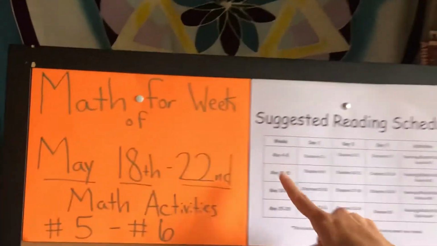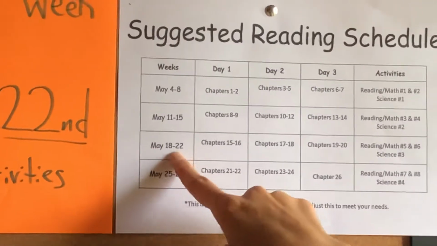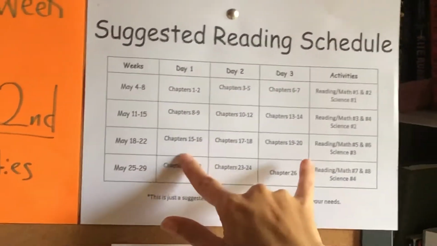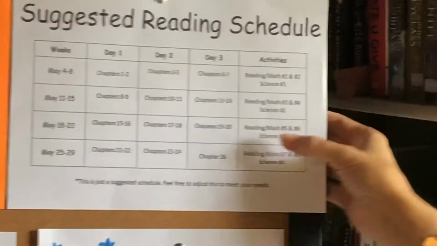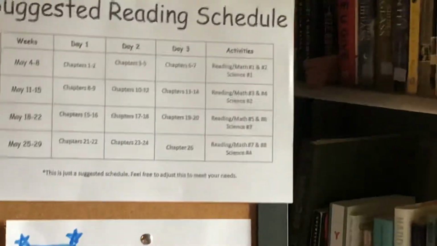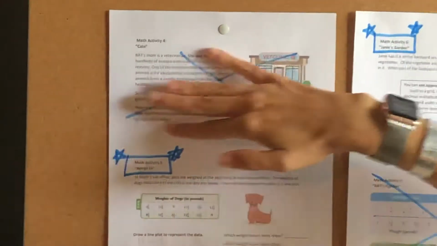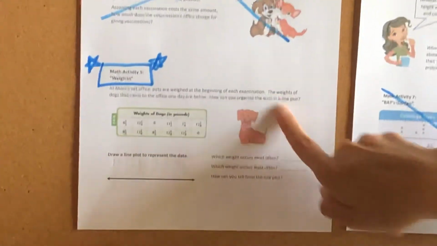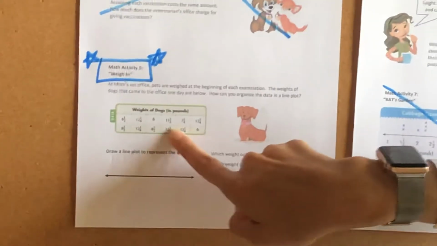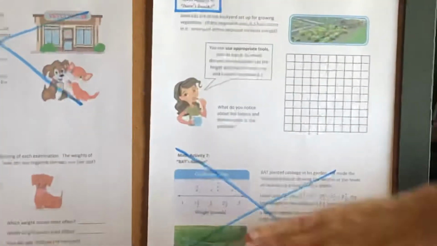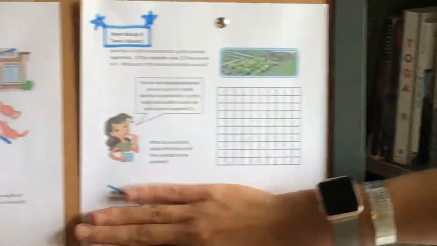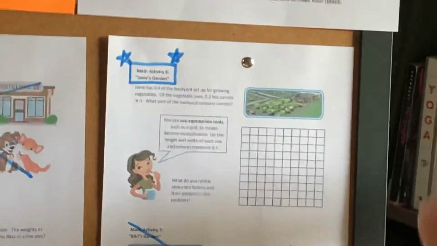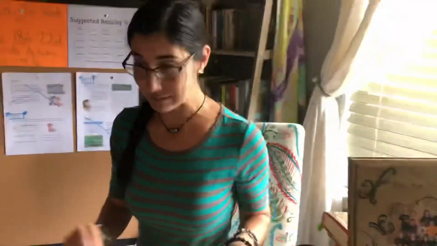This is the week of May 18th through 22nd, and this week you should have been reading chapters 15 through 20, and for math, we're doing math activities 5 and 6. Math activity 5 is located underneath what you did last week. It's the one titled Weigh In, with the picture of the little doggy that looks like Dobby, and the weight of dogs right here. And then math activity 6 is on the top of the next page, not this. This is for next week, but it's this right here called Janie's Garden. So let's take a closer look at each of those, and I'll give you a couple of tips and tricks.